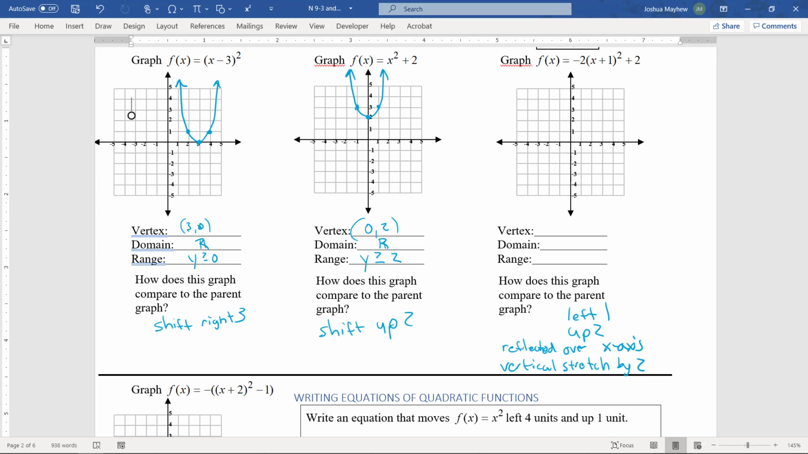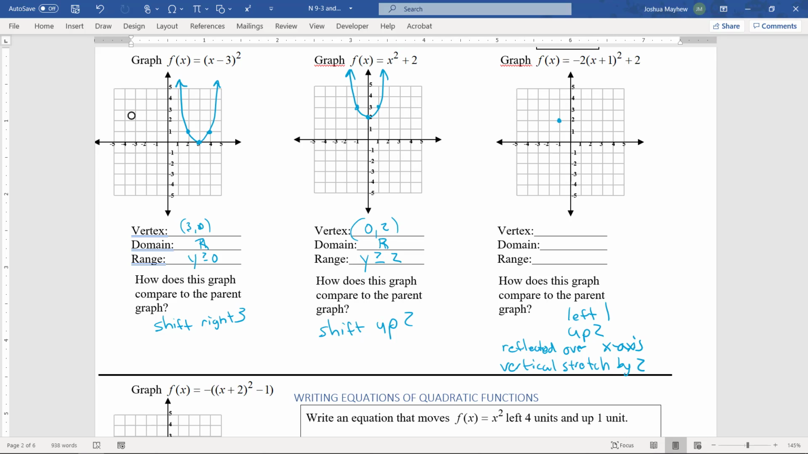I like to always apply the transformations to the vertex first, so 0, 0. It can't be stretched or reflected, so it's going to move left 1, up 2. So there's my new vertex. Now let's talk about how to move that point 1, 1. The first thing you want to do is stretch it, reflect it, and then shift it.